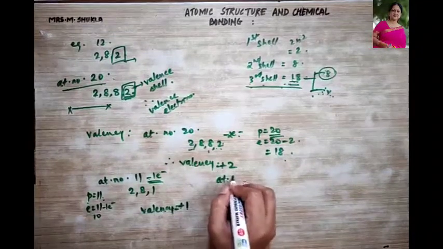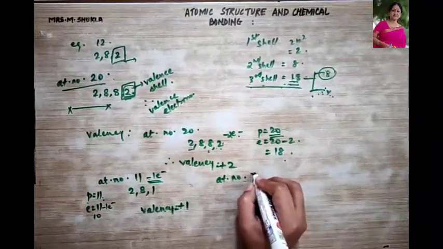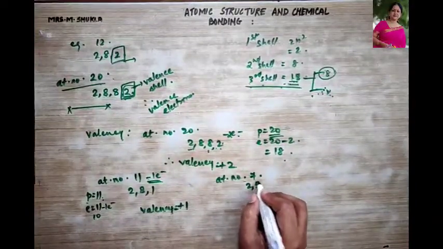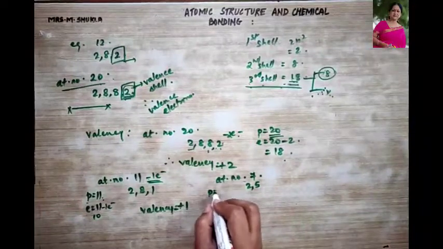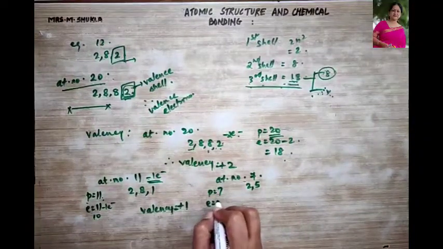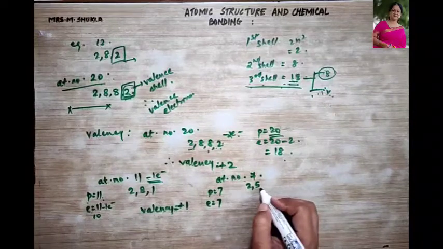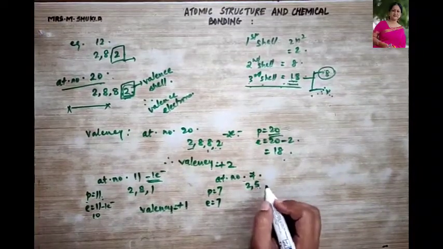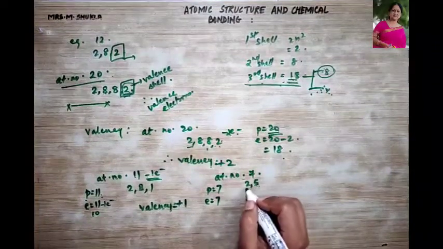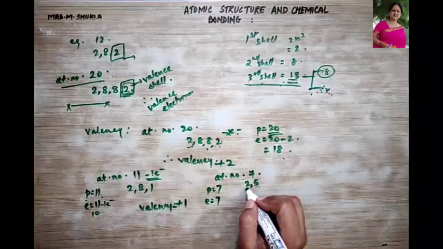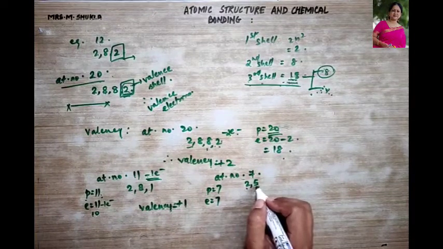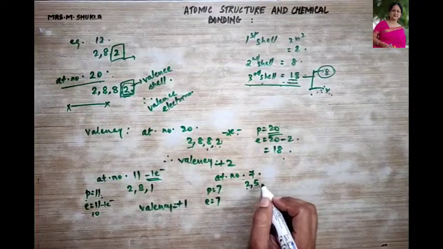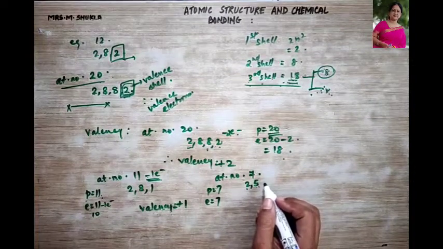Let's take atomic number 7. The configuration becomes 2 and 5. So the number of protons over here is 7, and electrons are also 7. So it has to follow the octet rule. To follow the octet rule, it can either give away 5 to follow the duplet rule and become the nearest noble gas configuration, or accept 3. So it will accept 3 to follow the octet rule.